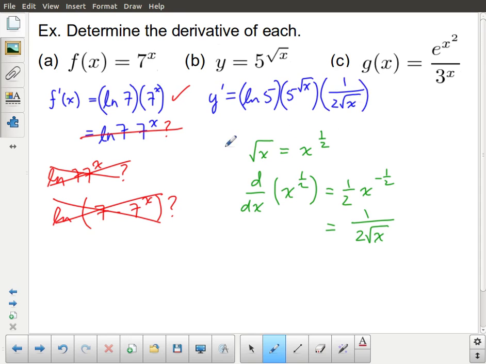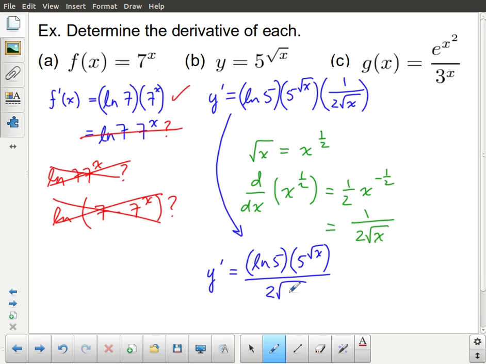And this I might actually clean up a bit, so I end up with y prime is equal to, let's see, I've got the constant, so I'm going to put in the numerator, I've got ln 5 multiplied by 5 to the square root of x, and then the denominator of the whole thing is 2 square root of x.